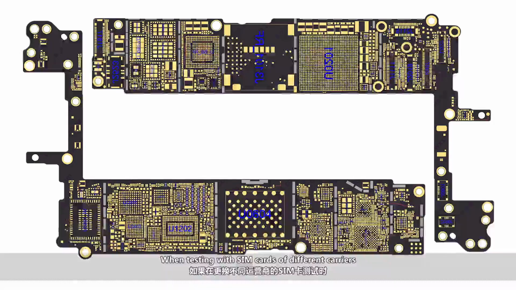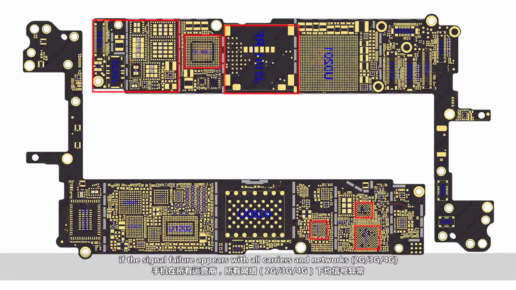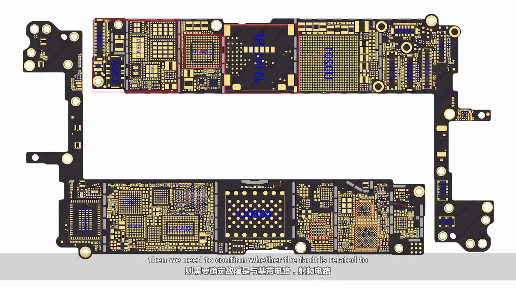When testing with SIM cards of different carriers, if the signal failure appears with all carriers and networks, 2G, 3G, and 4G, then we need to confirm whether the fault is related to the baseband circuit, the RF circuit, or the SIM card. We need to check info under the About category, so as to confirm whether the phone features blank ICC ID and IMEI number. Meantime, spread out the dialer board and enter #06#. Check if there is IMEI number displayed on the screen.